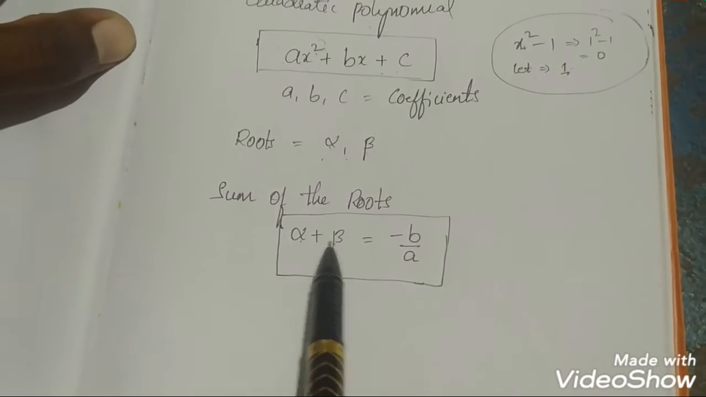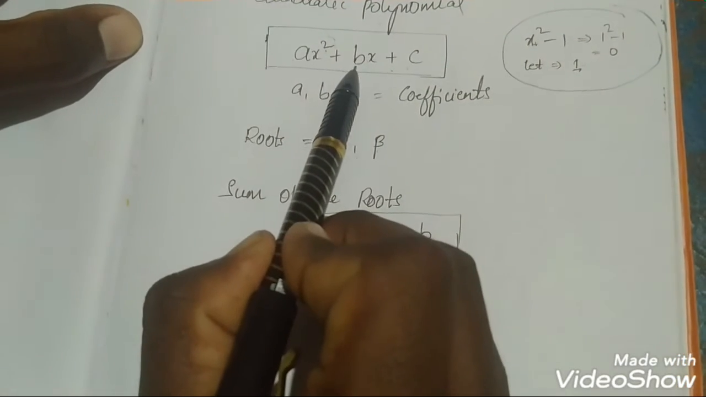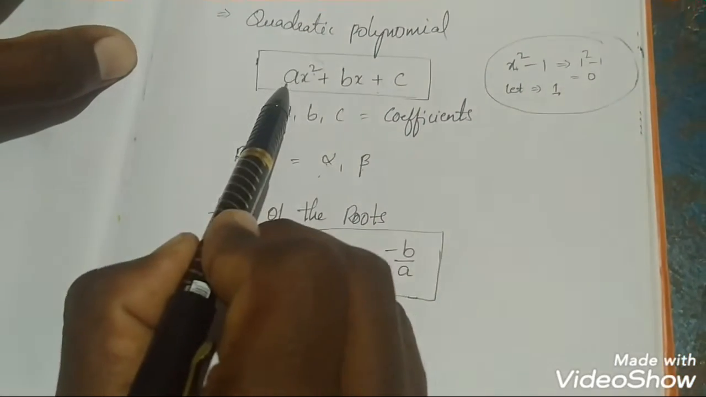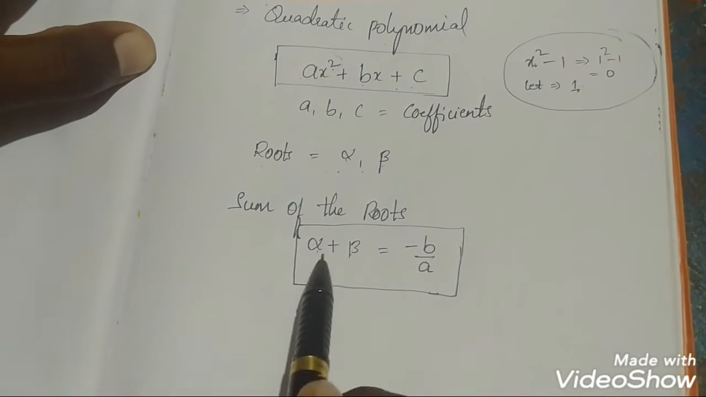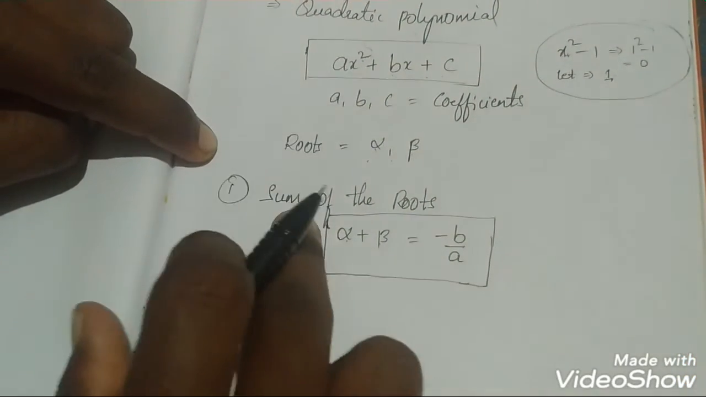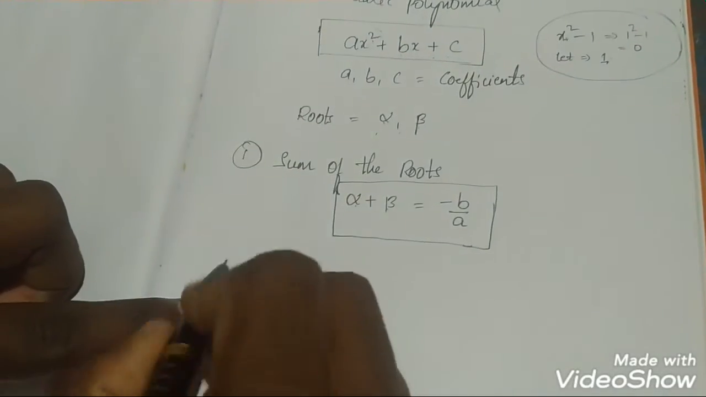Sum of the roots, alpha plus beta, is equal to minus b by a. B means what? The value which is in front of x. A means what? The value which is in front of x square. Right? So this is the first formula, the sum of the roots. You may call it the first relationship between roots and coefficients.